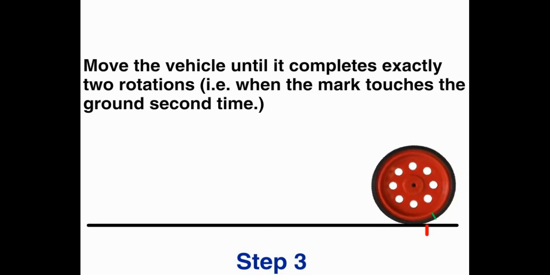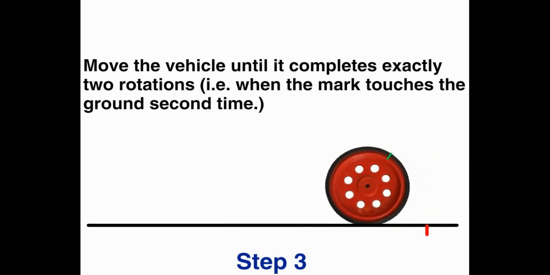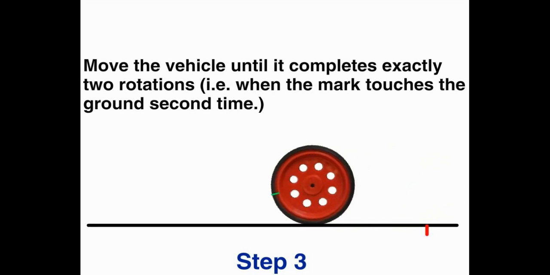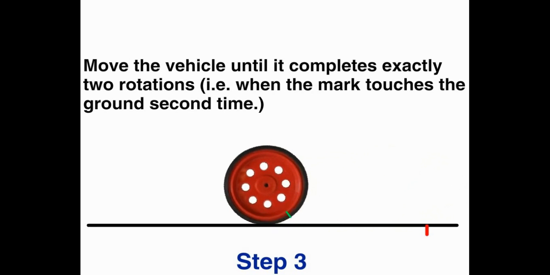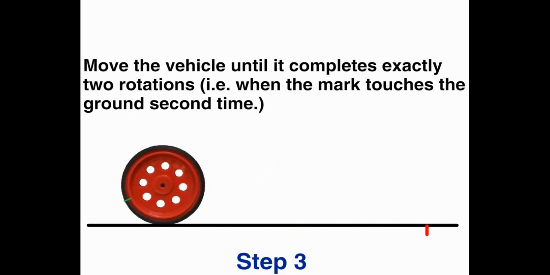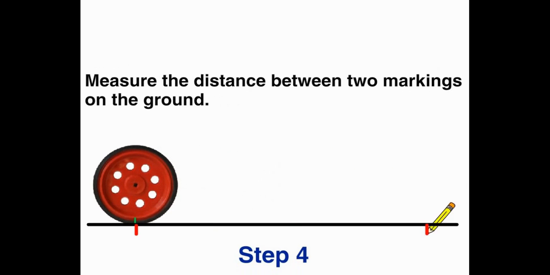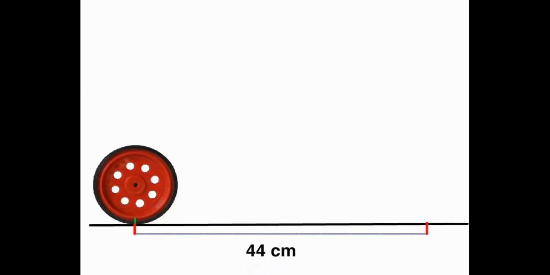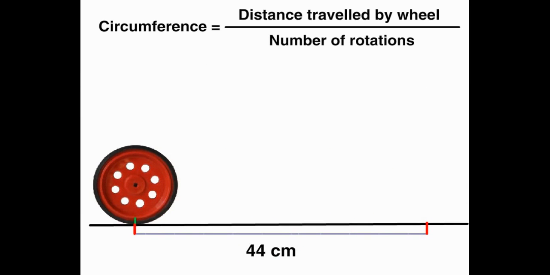Start moving the vehicle until it completes exactly two rotations. Here it has completed one rotation and now it is going to complete two rotations, where we are going to stop. We are going to measure this distance. This comes approximately 44 centimeter in our case.